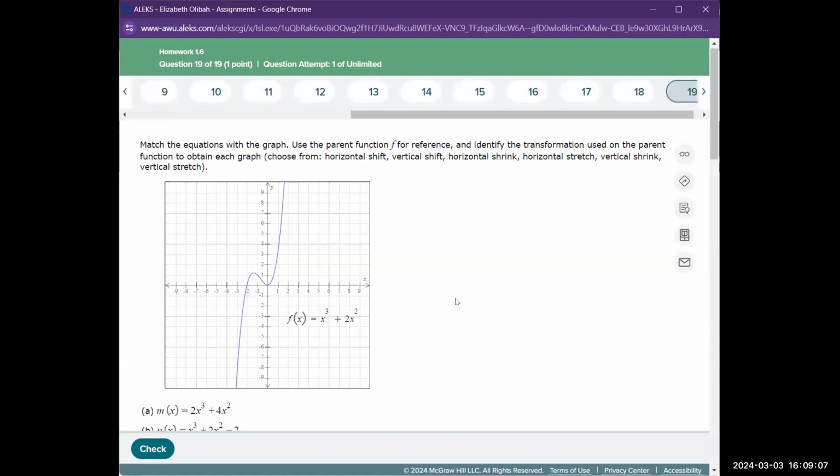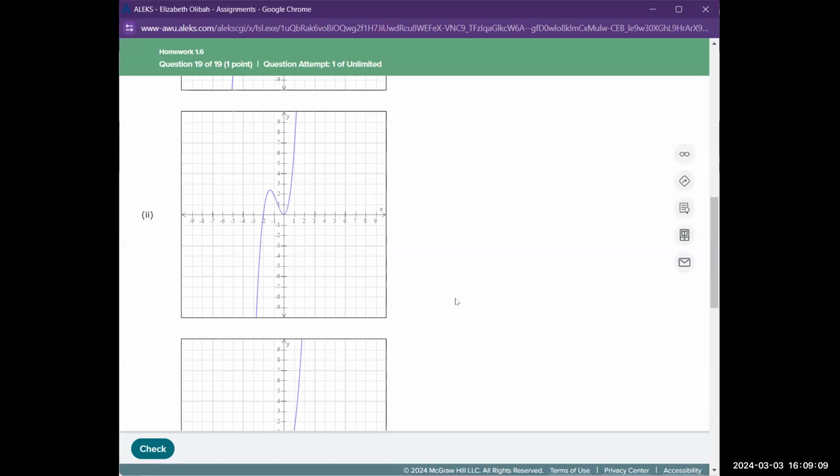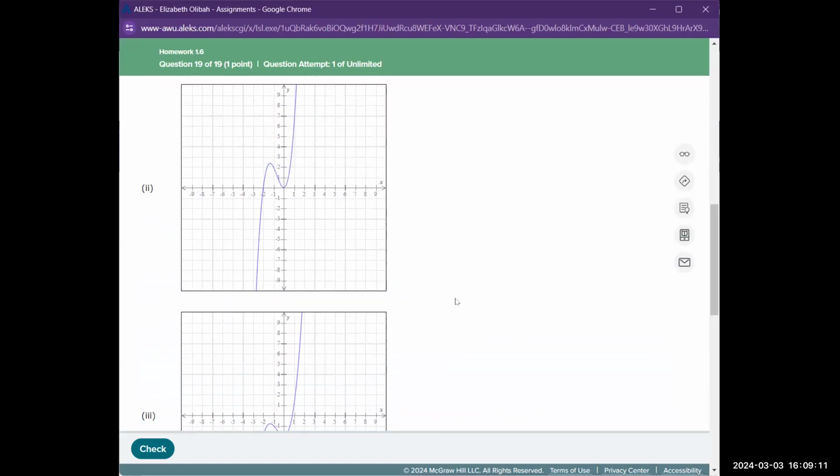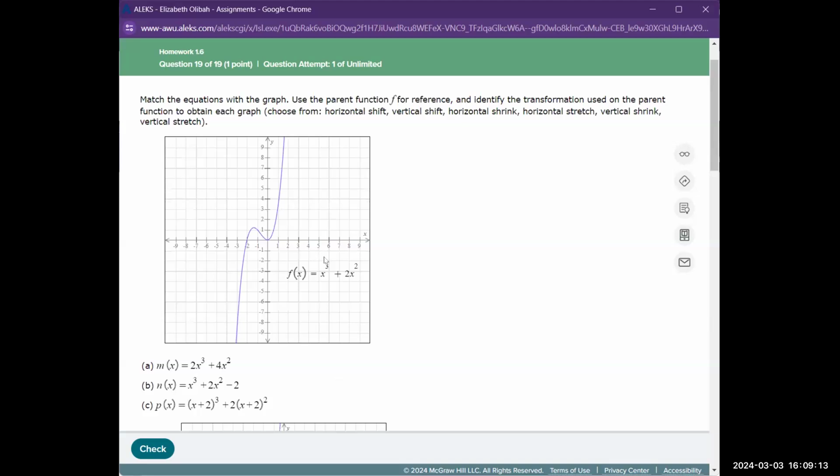And then finally, this one's a little odd, but it's not as hard as it looks. It's just asking you to match. So it's telling me this is my parent graph, which is unusual because our parent graphs are usually very simple, right? X squared by itself, square root of x by itself. Well, they're just saying, here's my parent graph. It happens to be x to the third plus 2x squared. But here's what it looks like. What graph would match these other ones?